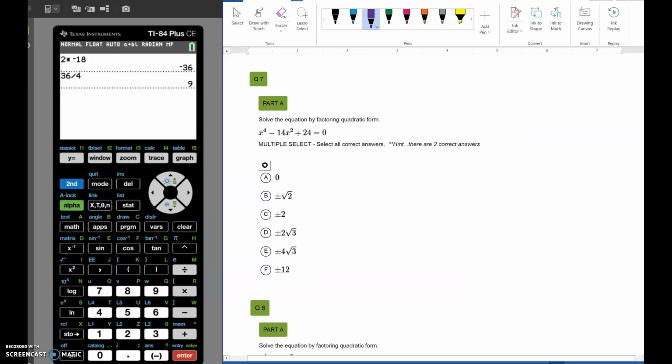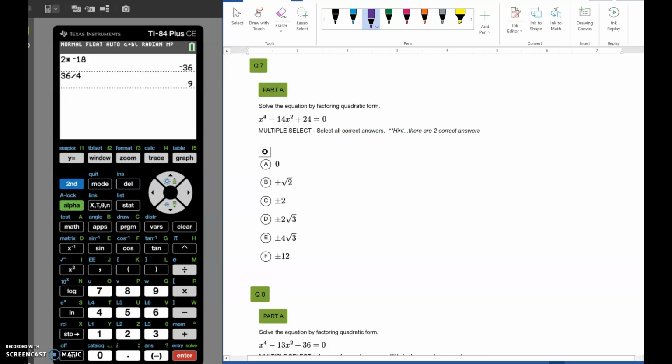Okay, question number 7, factoring quadratic form. And I'm going to make this bold on the quiz, but do you see how this says multiple select? Select all correct answers. On the review, I gave you the hint that there are 2 correct answers. I can't give you that hint on the quiz. So when you see multiple select, I will try to make that bigger and bold so that you definitely see it, but make sure you're reading directions, because if you just click one of these, you're going to get the answer wrong because there are 2 answers that are correct.